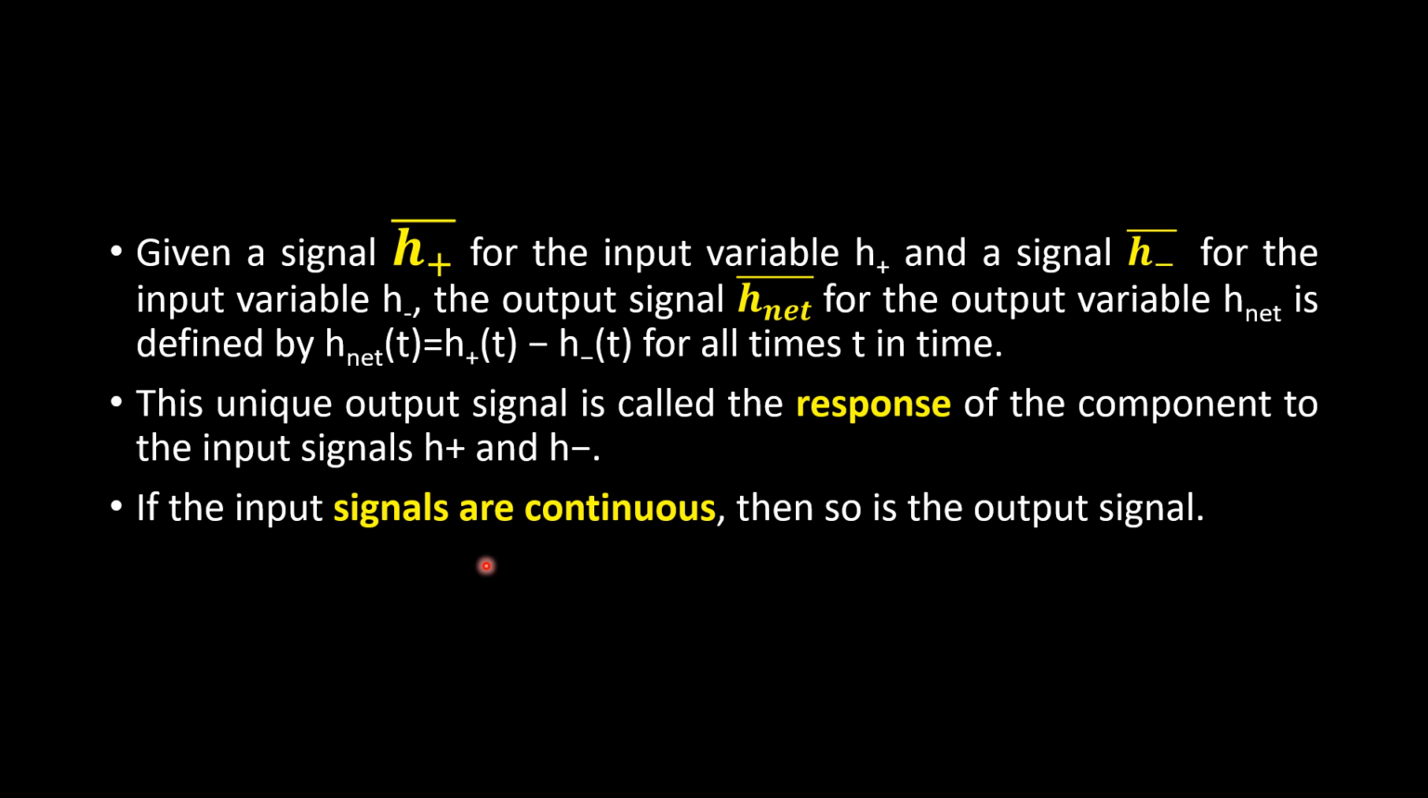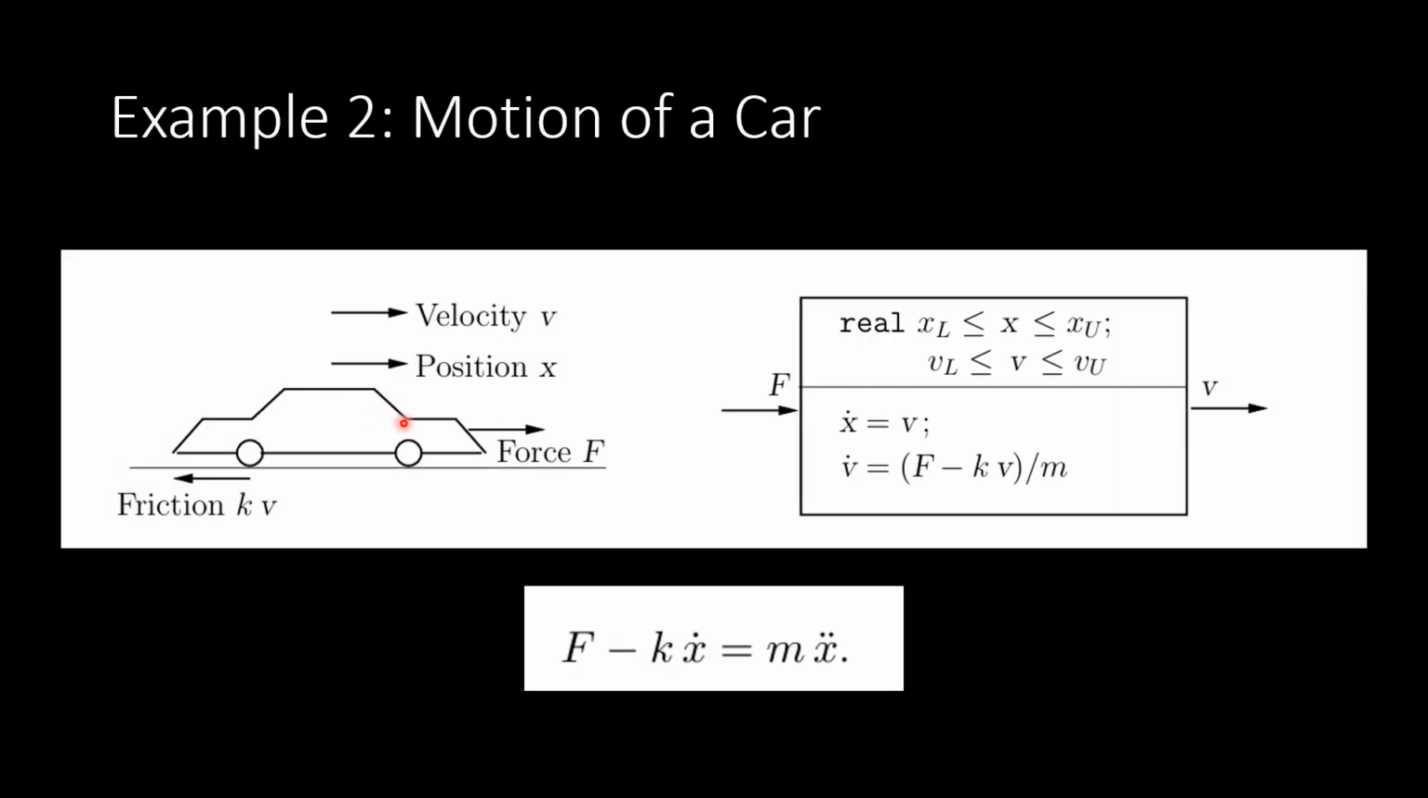So if the input signal is continuous, then the output signal is also continuous. If the input signal is discrete, the output signal will also be discrete in nature. So here we have a continuous input, and because of the continuous input, we have a continuous output. This is one example. Now we'll see another example called motion of a car.